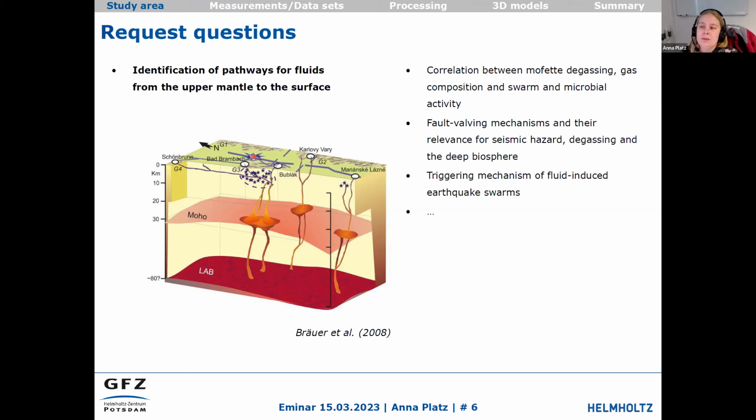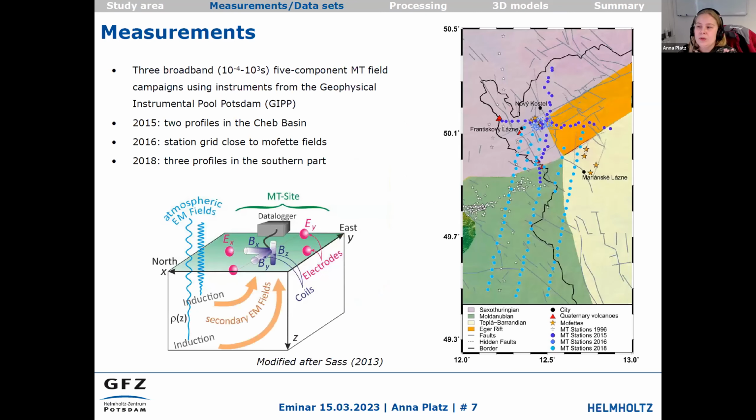And the aim of the MT measurements in this area was to map these pathways from the lower crust up to the surface, but also to resolve, if possible, the fluid and magma reservoirs in the lower crust. And for this, we realized three larger field campaigns in the last couple of years, starting in 2015. We started in the northern part and then extended it in 2018 to the southern part, but we also measured, as shown here, a small-scale grid close to the mofette field.